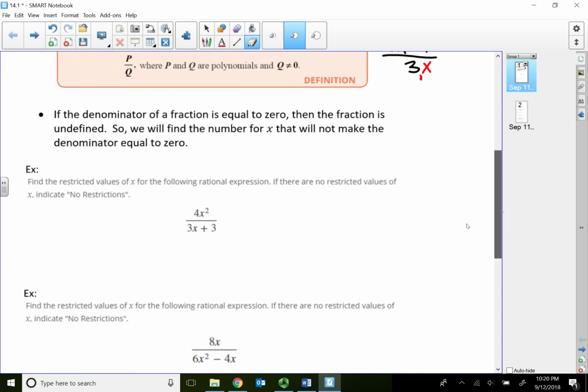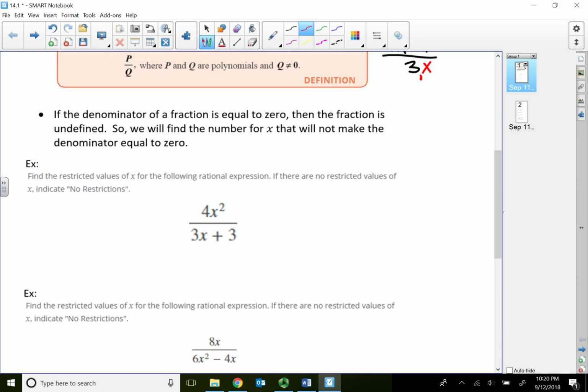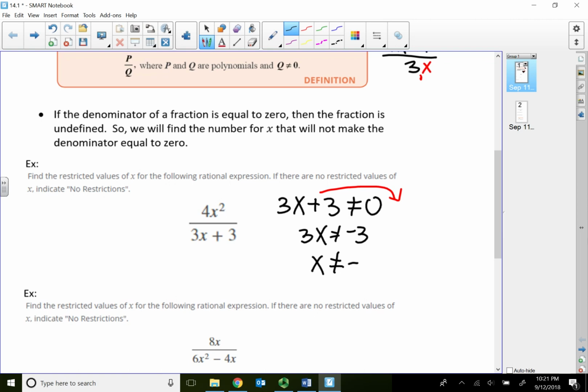So for example, I have this rational expression 4x squared over 3x plus 3. I know my denominator cannot equal 0. So we set the denominator not equal to 0, and we're going to solve for x to see what that number is. So let's move my positive 3 over to the other side. That gives me 3x not equal to negative 3. So divide both sides by 3, x cannot equal negative 1.